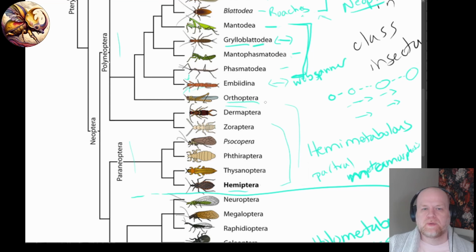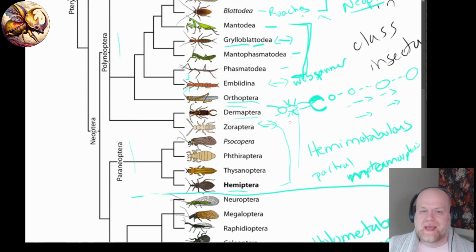The Orthoptera are the crickets, the grasshoppers, the katydids, things like that. Dermaptera are called earwigs, which you've probably seen in your garden. They're the insects with big pincers on their butt. They generally live in soil, and you'll find them in your garden. I believe they're omnivorous, so they'll kind of eat whatever.